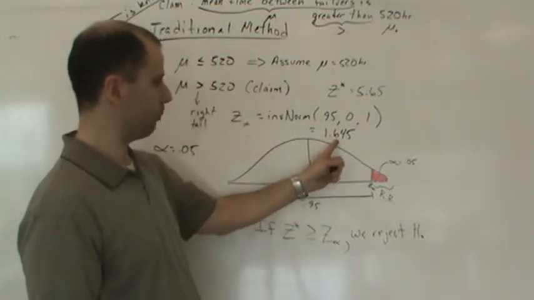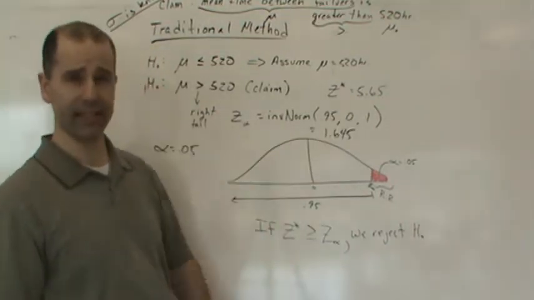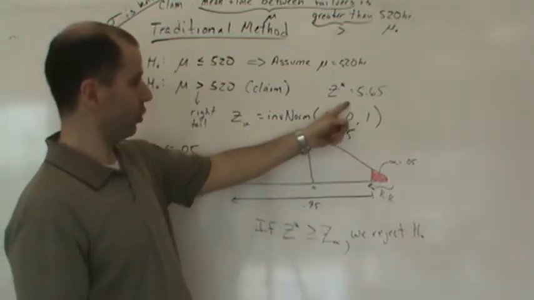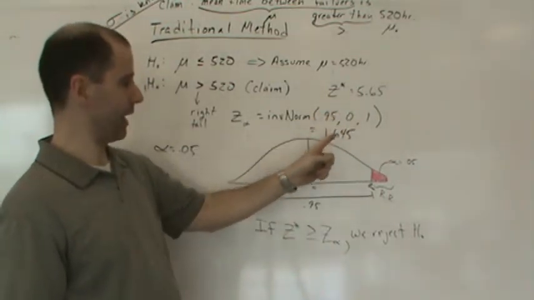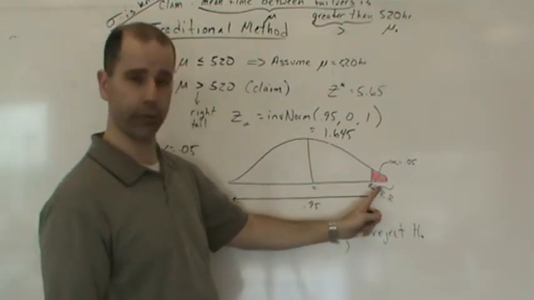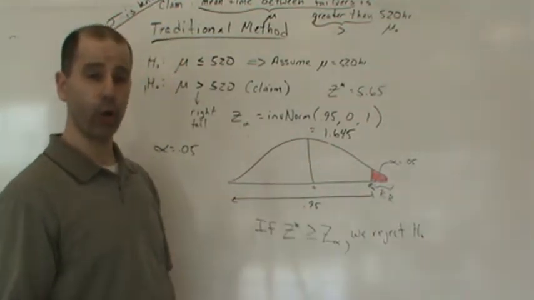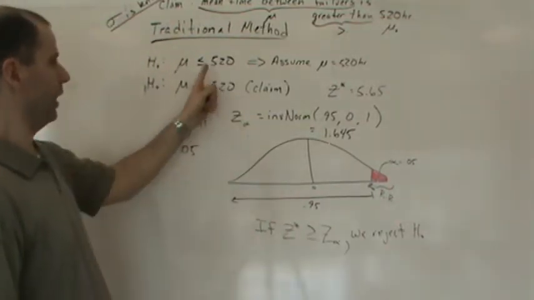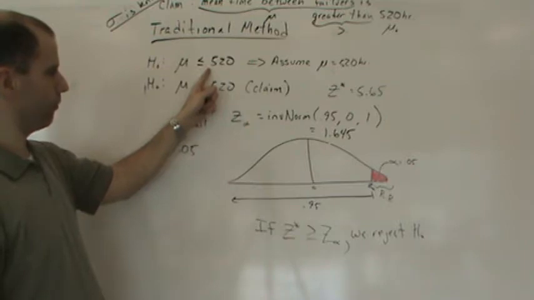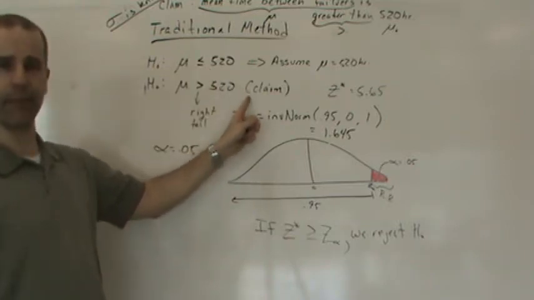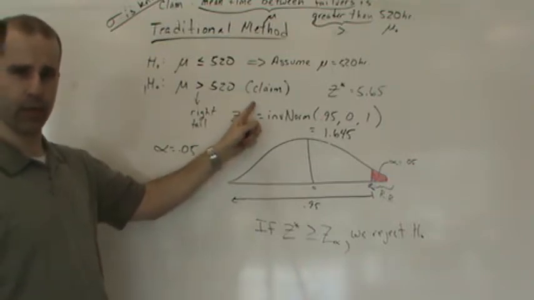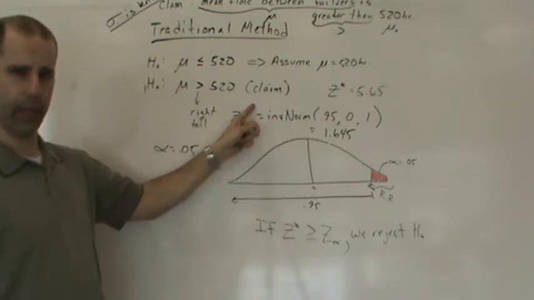Now our critical value is 1.645. Is our test statistic bigger than or equal to our critical value? Yes. Huge, right? 5.65 is definitely bigger than 1.64. So does it fall within our rejection region? Yes. Are we going to reject the null hypothesis? Yes. What does that mean for our claim? If we reject this, okay, then that means that there is significant evidence, or strong evidence, or sufficient evidence to support the alternative hypothesis, which is the claim. Okay?